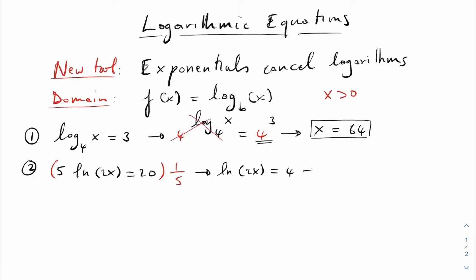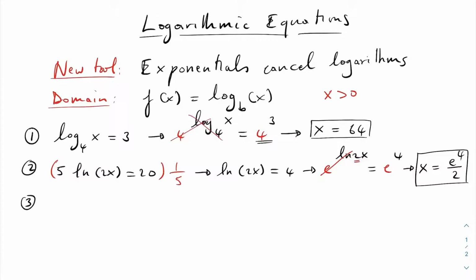Now that ln is by itself, I can exponentiate both sides. So I'm going to have e to the power of ln of 2x equals e to the power of 4. And so e and ln cancel each other out. Now you can divide both sides by 2 to get rid of the 2 next to the x. What you're going to get at the end is x equals e to the power of 4 divided by 2. As you can see, if you plug this x value into our ln, because the x value is positive, the ln will be holding a positive number. And so this answer is good.